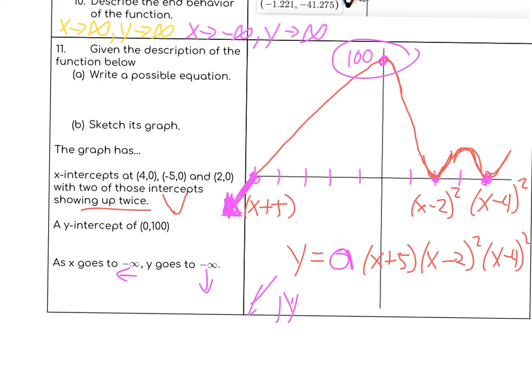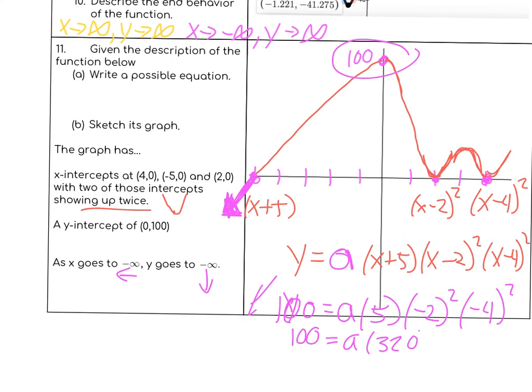So if 100 has to be y, that's going to be some multiplier, some scale factor, times 0 plus 5 is 5. We've got 0 minus 2 is minus 2 squared. 0 minus 4 is minus 4 squared. So 5 times 4 is 20. 20 times 16 is going to be 320. So you've got 100 is equal to A times 320. When we do that, we get A is equal to 100 divided by 320.